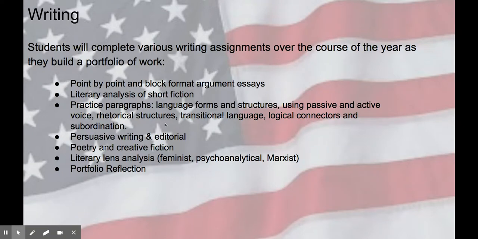In the end, students are working toward a portfolio of writing that transcends a bunch of different styles and genres, and you can see the list here.